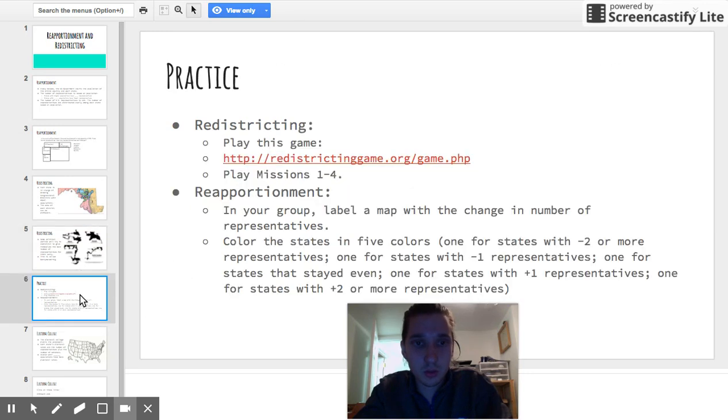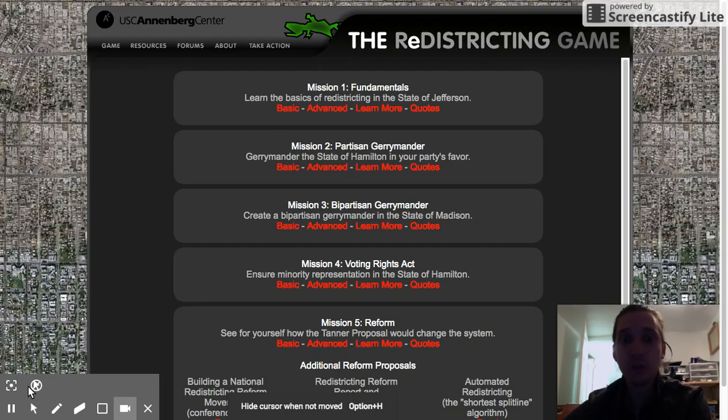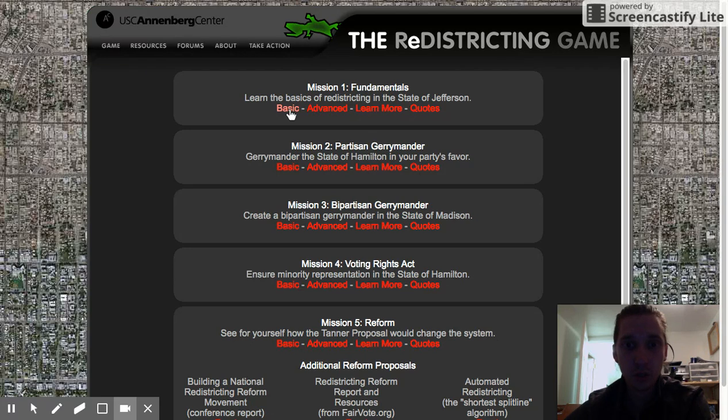What we're going to do now is we're going to play a redistricting game, where you will click on this link and you will find out a little bit more information after we do that. And so at this point, you should have clicked the link. What you're going to do is you're going to click Mission 1 Fundamentals, and you're going to click on Basic.